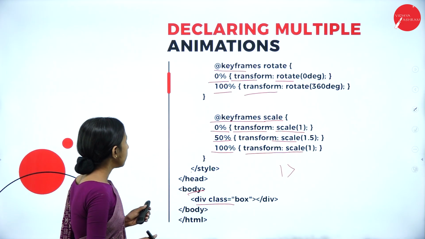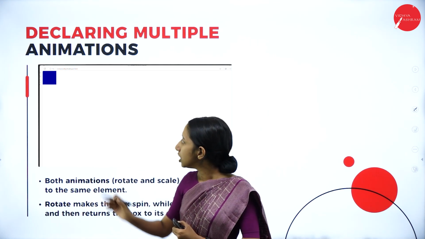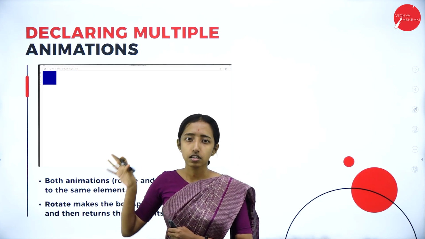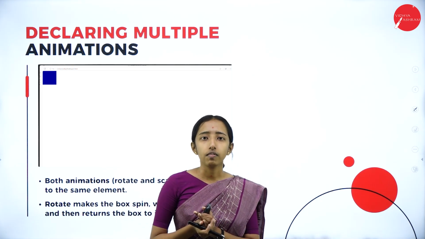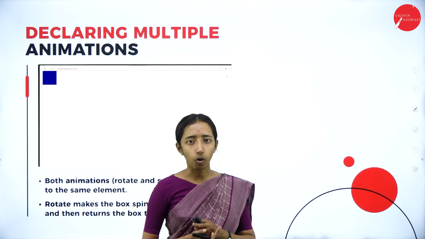Now in the output you can see a dark blue box that is shrinking and enlarging, meaning zoom in and zoom out. So in this way we can have animation with multiple properties.